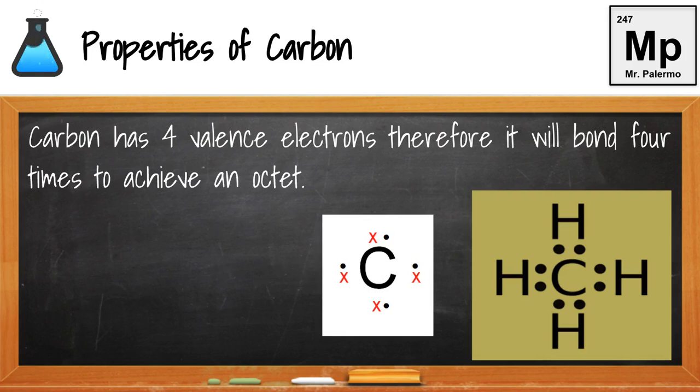Well, that's because carbon has 4 valence electrons, as we can see here, represented by these dots. Therefore, in order to achieve a full valence shell, a stable octet, it's going to make 4 bonds. And since carbon always has 4 bonds, we can actually get pretty large structures being formed.